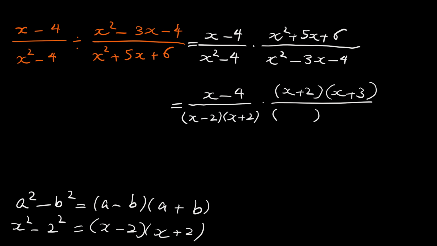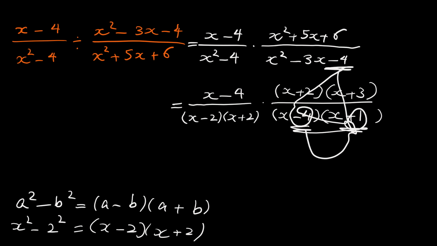What about the denominator? x, x. Now we look for two numbers that their product is -4 and their sum is -3. One of the numbers is positive, the other one is negative, because the product is -4. So those numbers are -4 and 1. -4 times 1 is -4. -4 plus 1 is -3.